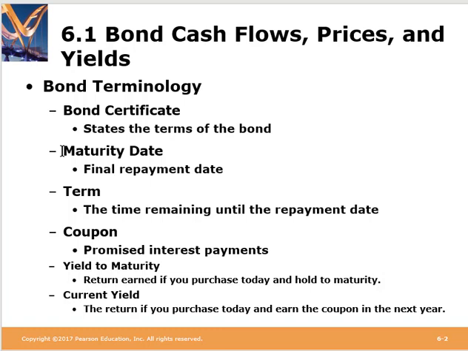There are some returns that we'll talk about. And the two that are the most common is the yield to maturity. And this essentially tells us the return you would earn if you purchase the bond at current price and you hold it to maturity. The current yield is the return if you purchase it today and you earn the coupon in the next year. So the current yield is kind of like the current return or the annual return for the most recent year.